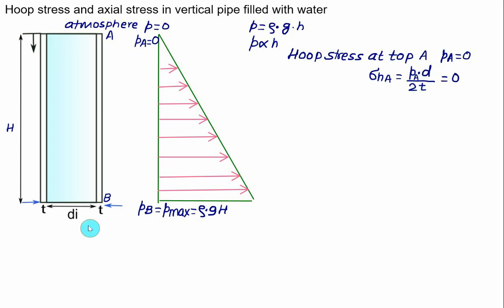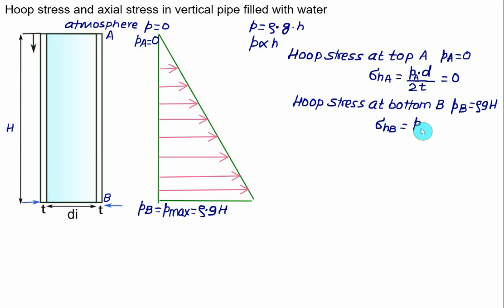But the hoop stress is maximum at point B, where the pressure is PB, the maximum pressure, given as the product of rho multiplied by g multiplied by the column H. So the corresponding hoop stress will be maximum at the bottom point. Sigma HB will be equal to the pressure at point B multiplied by the diameter, the internal diameter Di, further divided by 2 times thickness T.